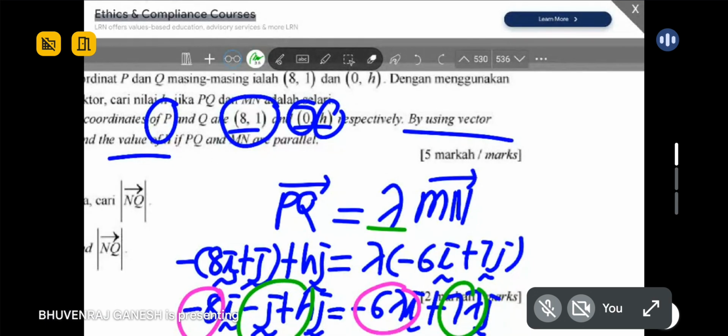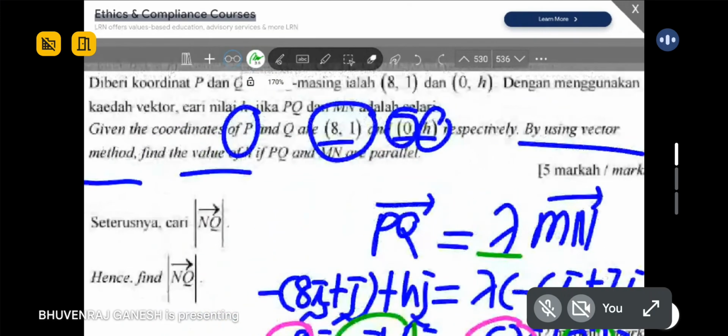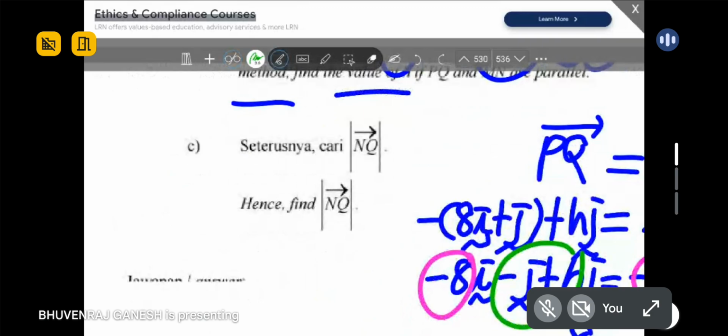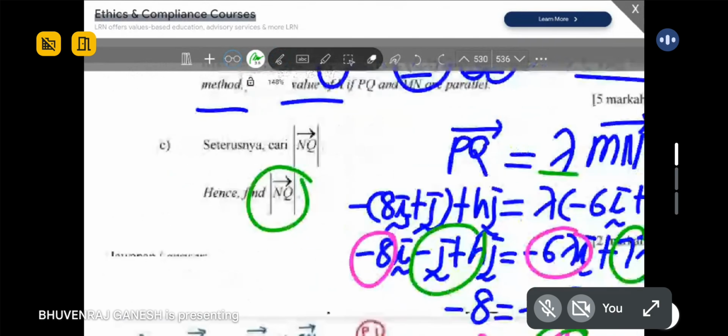For the SPM syllabus, they always use lambda for vector. It's just a preference. Okay, all right. So now find the magnitude of NQ.